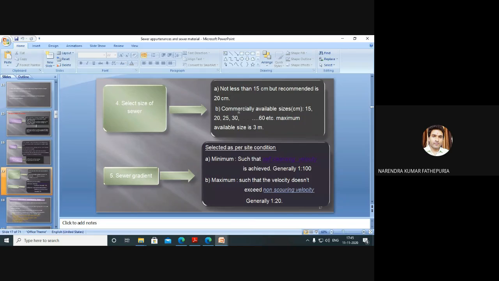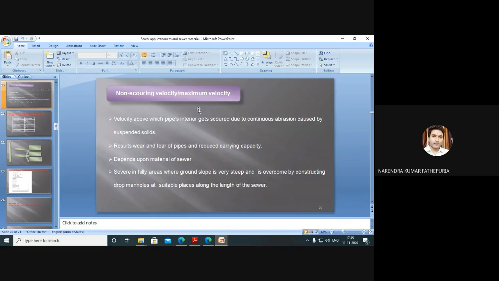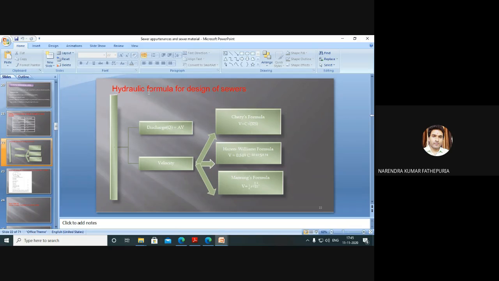Then selection of the size of the sewers depends on various things you have to consider. Sewer gradient you have to consider, right? Non-scouring velocity or maximum velocity you have to consider. Hydraulic formulas used for design of sewer: two commonly used formulas. One is the discharge formula, that is the continuity equation Q is equal to A into V, and V you have to take through Chezy's equation, or through the Hazen-Williams formula, and the third one is the Manning coefficient. So for Q is equal to A into V, the velocity you will get from the three equations: Chezy's, Hazen-Williams, and Manning formulas. While designing a sewer, these two things are important.